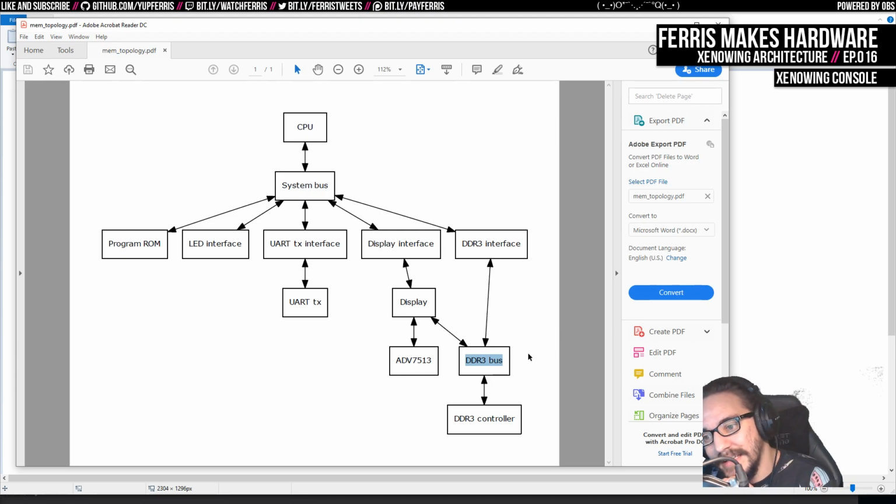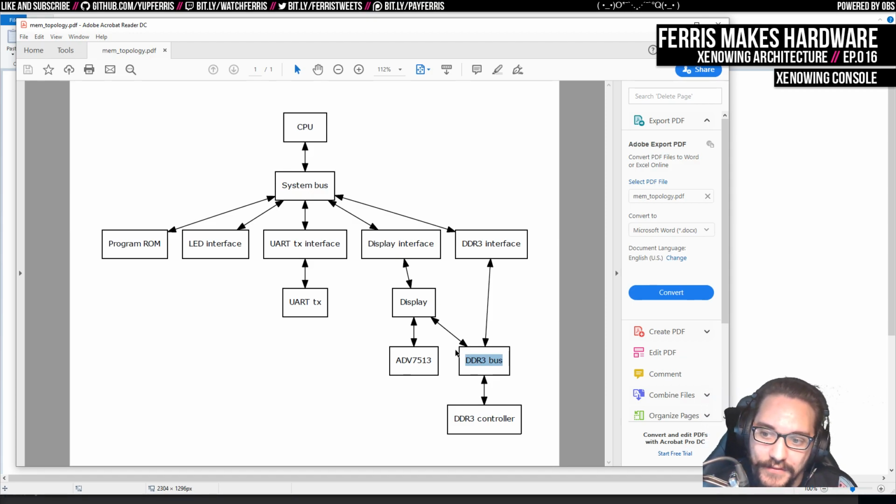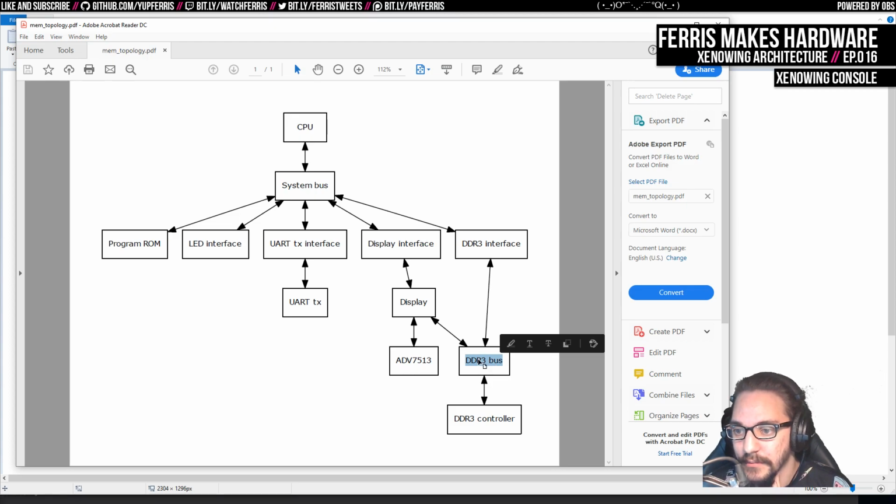So the problem starts when we have 3 things trying to use this. We have the display. Now the display actually uses this pretty optimally. Every so often it's going to do a big burst read, and it's able to do that fairly efficiently. I think we can actually make that more efficient if we expose a bit more of the burst capabilities through this bus, which I think I want to do eventually.